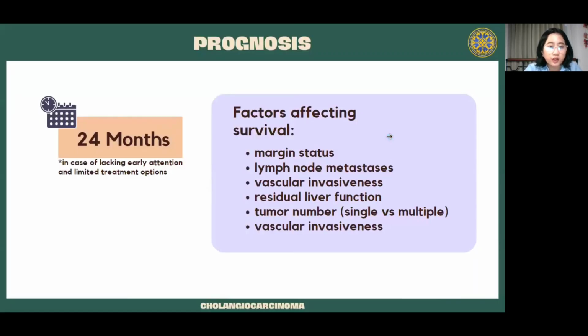So the prognosis of cholangiocarcinoma tends to be poor with the median survival of 24 months, especially in case of lacking early attention and limited treatment options. There are some factors affecting survival, which are margin status, lymph node metastasis, vascular invasiveness, residual liver function, tumor number, single versus multiple, and vascular invasiveness.